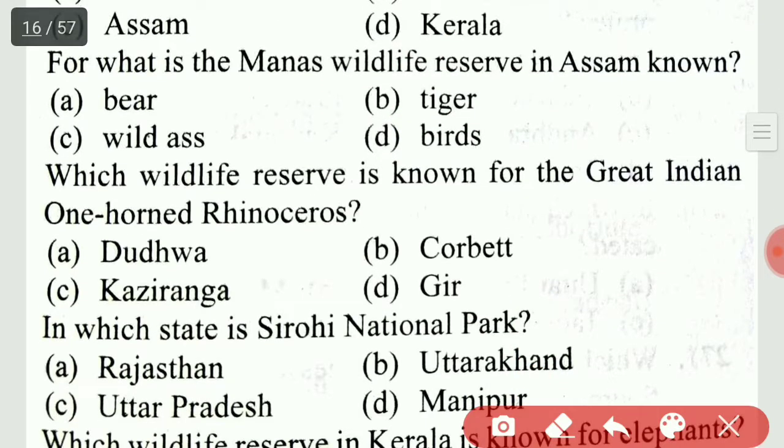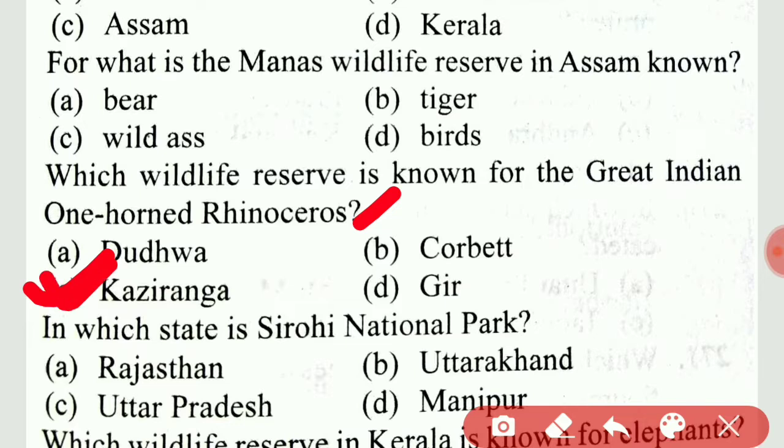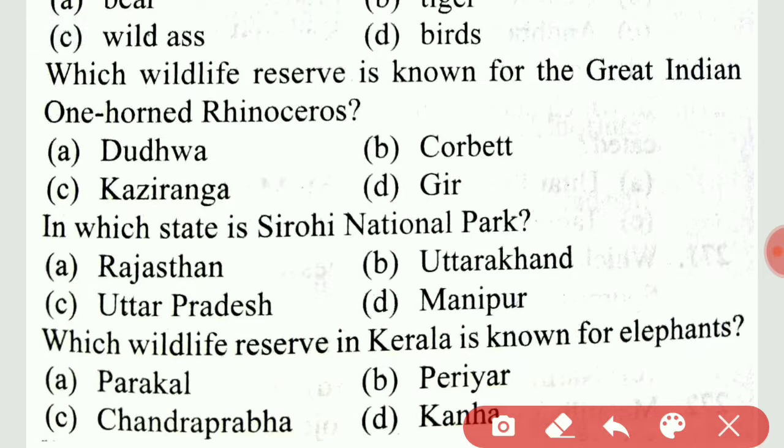Which wildlife reserve is known for the Great Indian one-horned rhinos? That is a very important question. Option C, Kaziranga. Next, in which state is Sironi National Park? The state is option D, Manipur.